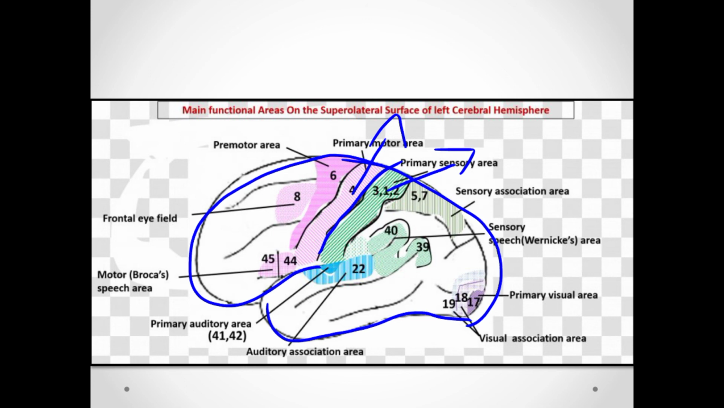You can see here these are two sulci, superior and inferior. The area in the middle frontal gyrus is area number 8, frontal eye field. Next, motor speech area. We have drawn here pars triangularis and pars opercularis in the inferior frontal gyrus. So area number 44 and 45, that is called motor speech area or Broca's area. Then in the superior temporal gyrus, area number 22, that is called Wernicke's speech area.